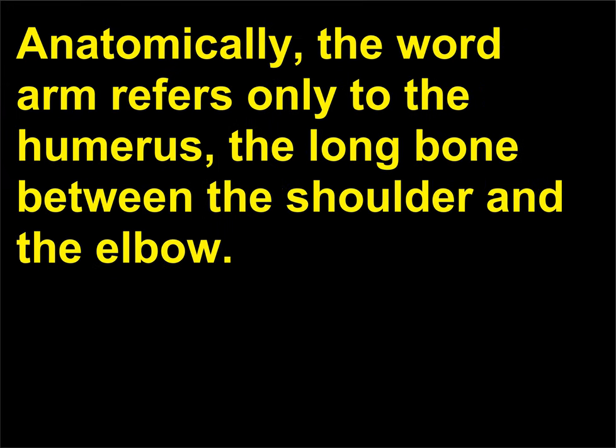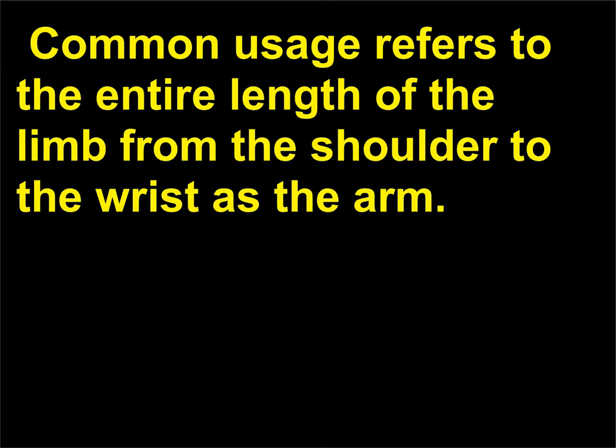Anatomically, the word arm refers only to the humerus, the long bone between the shoulder and the elbow. Common usage refers to the entire length of the limb from the shoulder to the wrist as the arm.